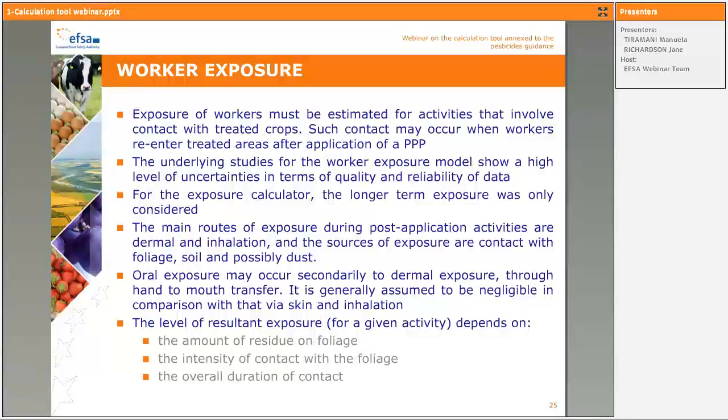And in particular, for the calculator, only the longer term exposure was considered because of the lack of data for shorter term data. In terms of exposure route, during the re-entry activities, the main exposure routes are dermal and inhalation, and that are due to contact with foliage, soil, and also dust. Oral exposure could be a source of exposure, of course, normally through hand-to-mouth transfer, but the working group decided that this could be, let's say, negligible in comparison to the other major routes of exposure.